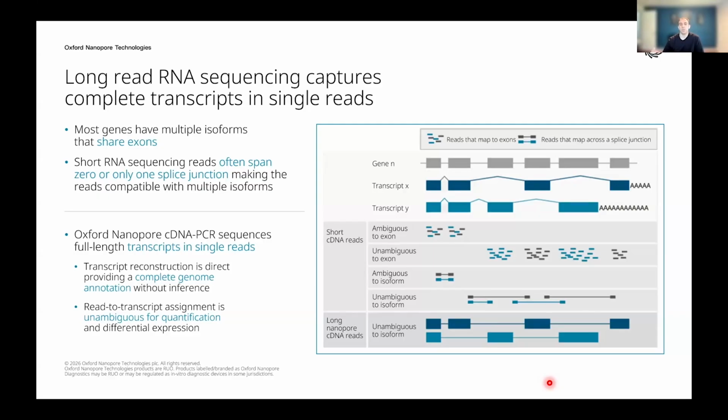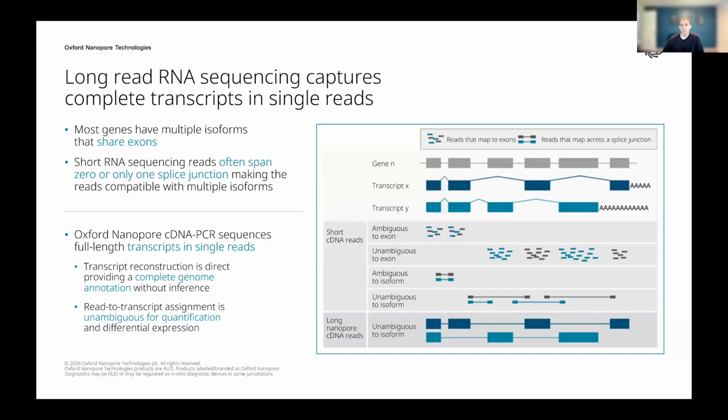The complete transcript structure then needs to be reconstructed computationally from these many different separate fragments. And this can make it difficult to determine which isoforms are actually present in your sample and to quantify the individual isoforms with good confidence.